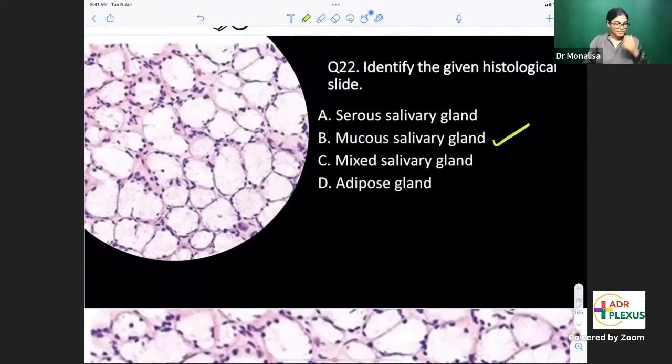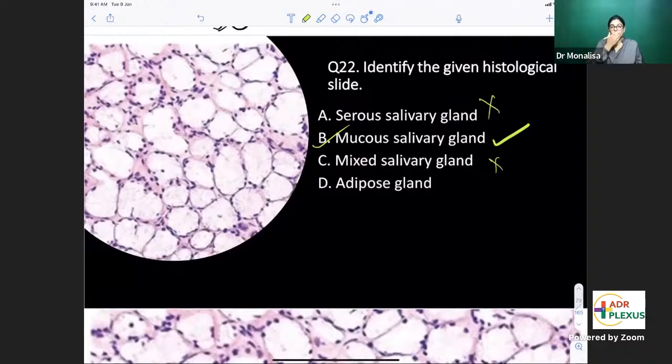So mucous salivary gland is the right answer. The correct answer is mucous salivary gland. So actually, yes, it has not taken a stain. So definitely it can't be the serous or mixed one. So the major differentiation which is required is between the adipose and the mucous salivary gland.